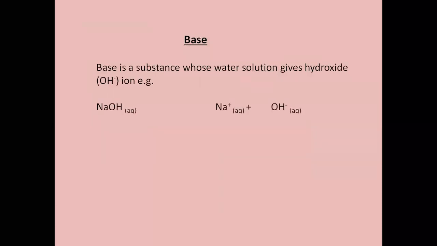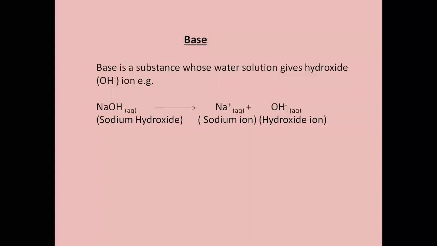Let's take one example. NaOH, that is sodium hydroxide. In the bracket, I have written AQ. Please, students, be attentive. I have written AQ, which is indicating it is aqueous. When it dissociates in water, it gives me these two ions, Na plus and OH minus. NaOH stands for sodium hydroxide. Na plus stands for sodium ions and OH minus stands for hydroxide ions.